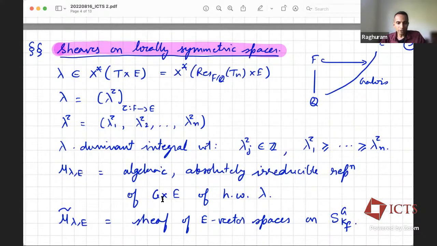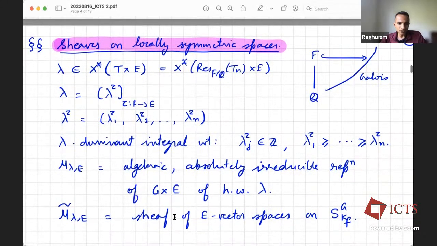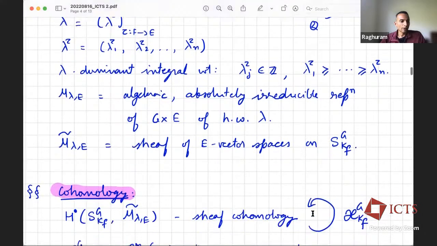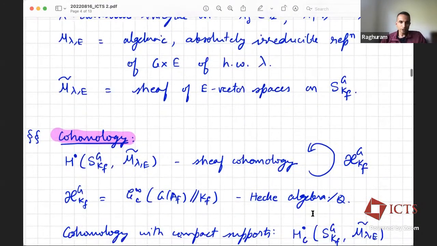of the algebraic group G cross E with highest weight lambda. And this representation gives me, by a standard construction, a sheaf of E vector spaces on my locally symmetric space S_G,K_F. And now, one of the basic objects of interest is the cohomology of this locally symmetric space with coefficients in this sheaf M lambda E.